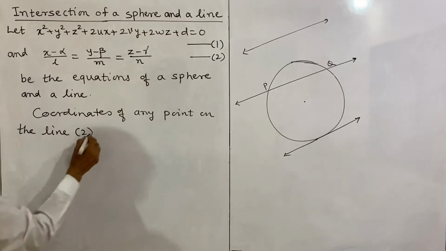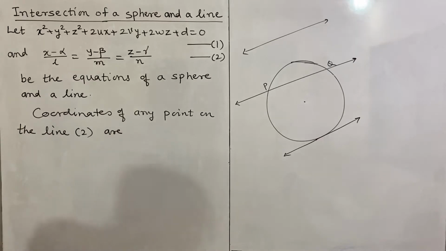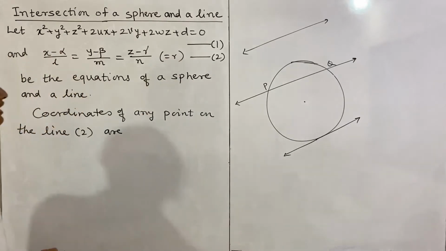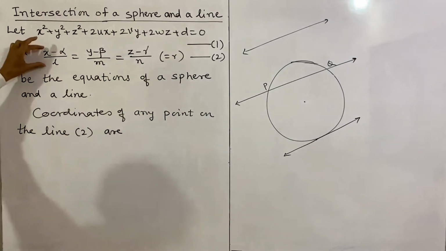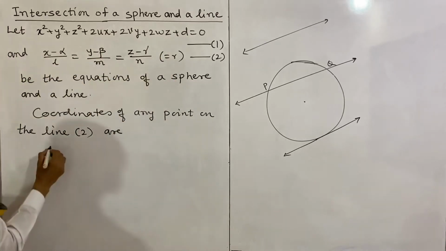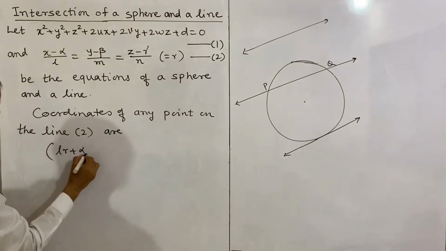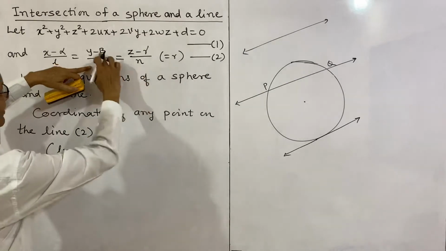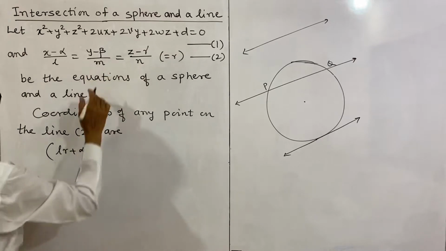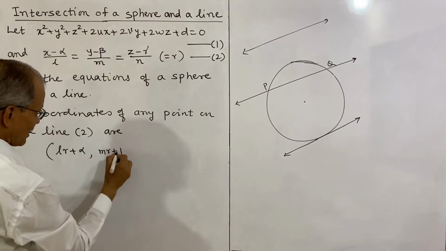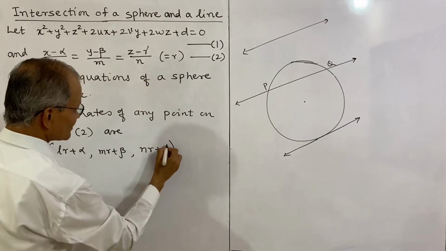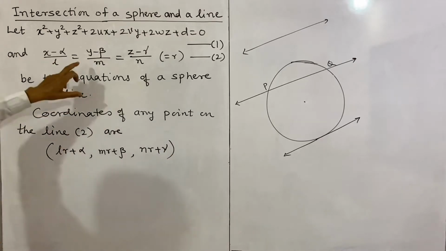Now how to write the coordinates of a general point on line 2? We shall suppose this ratio is equal to r, and then we write the values of x, y, z by equating each ratio to r, and therefore x will be lr plus alpha. So these are the coordinates of the point, lr plus alpha, and then what will be y? Equating y minus beta divided by m equal to r, y will be mr plus beta, and z will be equal to nr plus gamma. So these are the coordinates of any point on this line.